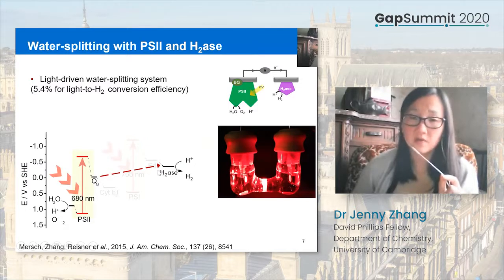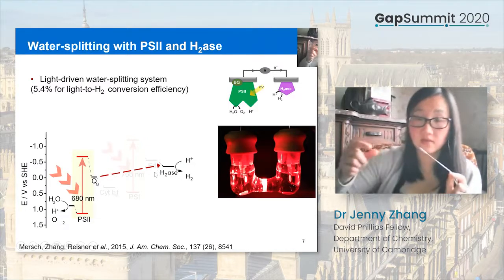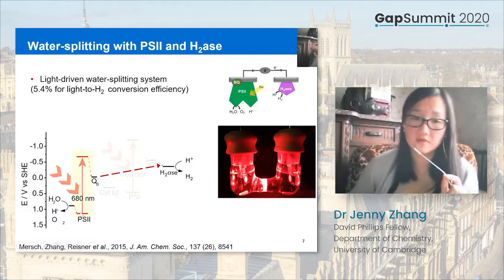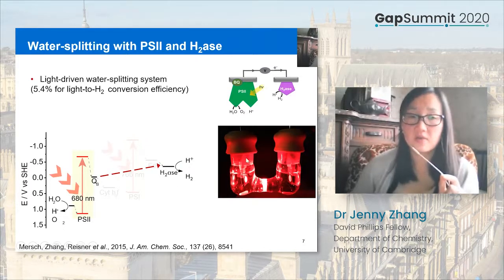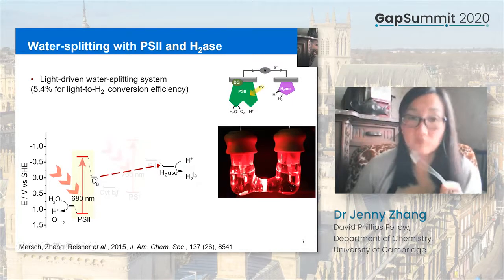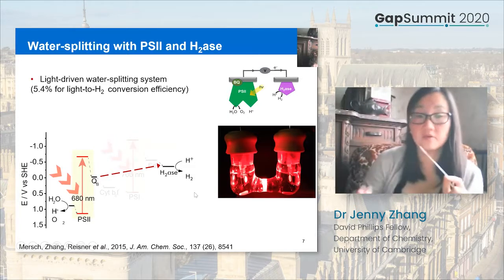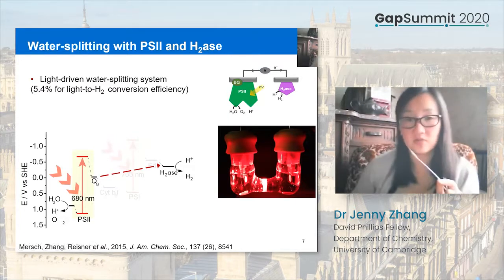Now, the problem here was that there's a slight energy mismatch between photosystem 2, the electrons that come out of here, and the energy that's needed for catalysis. And so that means that this system here, this is what the device actually looks like in the end, doesn't happen spontaneously. You have to give it some energy input.